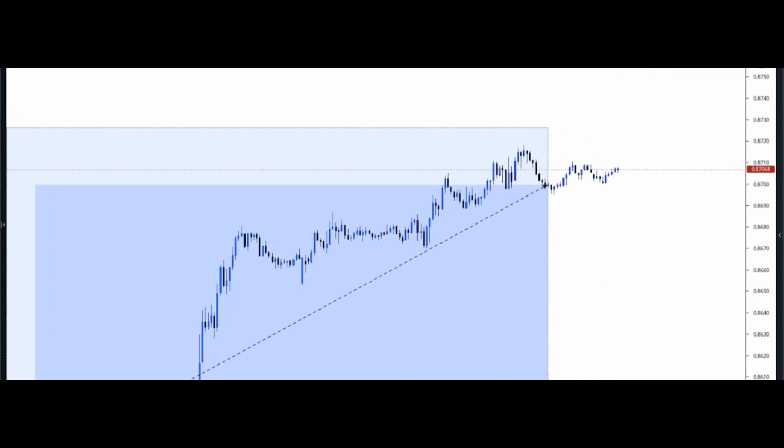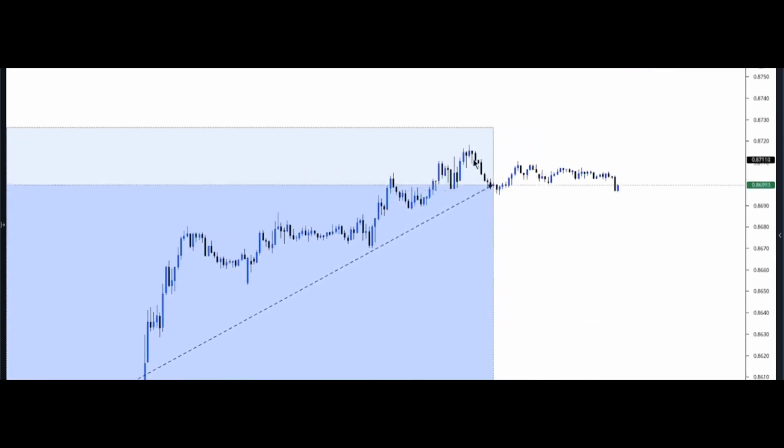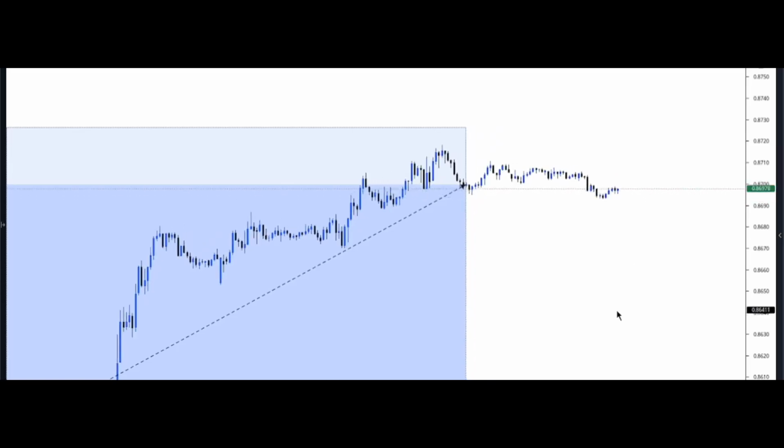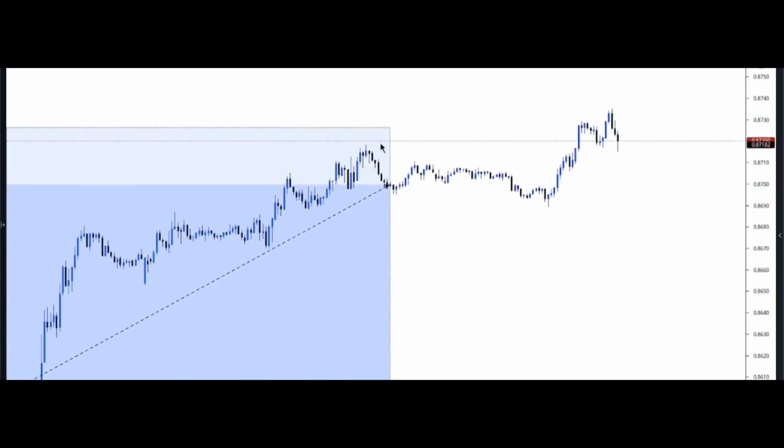But know how to manage your trade. Price can at this point begin to come back down to take you out of the market. You need to be very careful. And so you must know how to manage your trade. Okay, so eventually it has smashed our take profit. Okay, so that is one very beautiful trade.